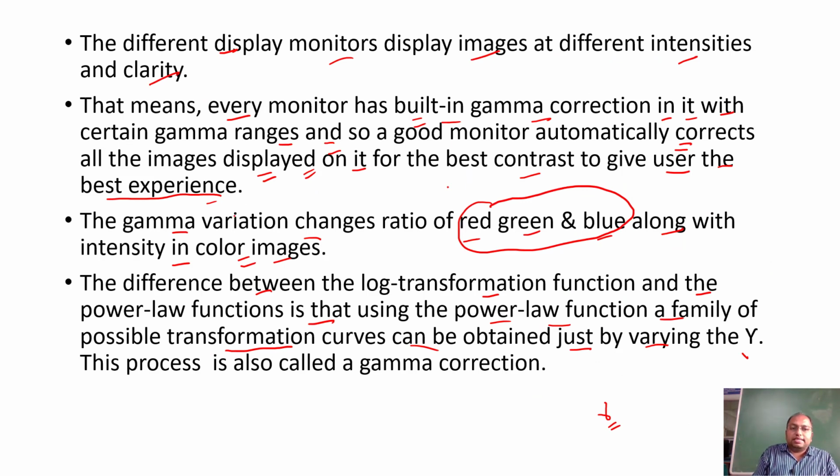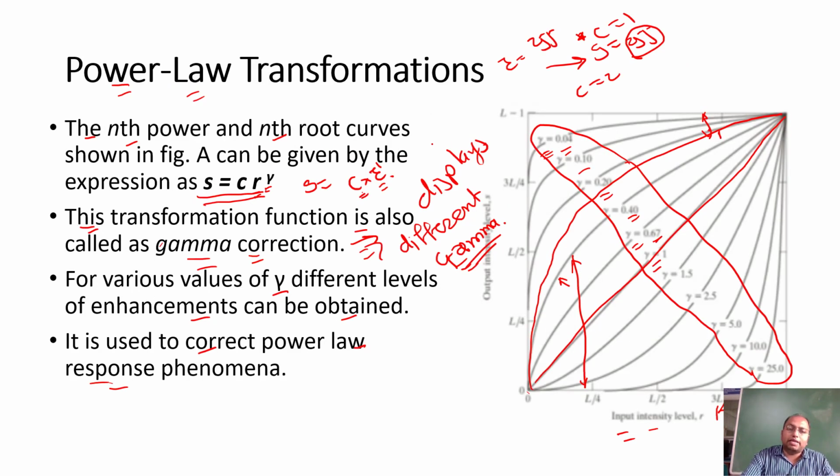Okay, so this is nothing but simply a gamma correction method. We will have multiple gamma corrected curves. As compared to the log transformation, this power law transformation has multiple curves, or we can say that we can map multiple gray level intensities to different levels of output gray level intensities by means of a power law transformation. That is the best advantage of the power law transformation over the log transformation.